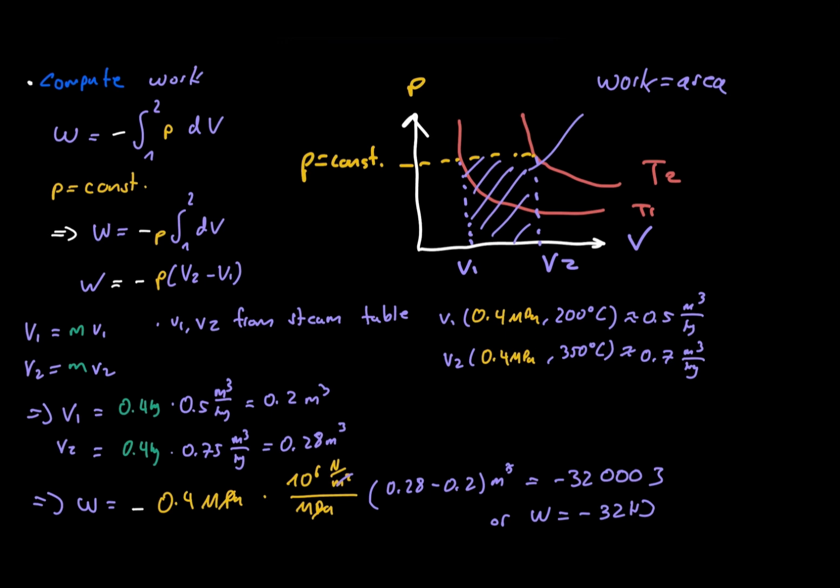So, the key idea is simple. For a closed system at constant pressure, we use enthalpy to find heat, and we use the pressure volume diagram to understand work. And together, they tell the full energy story.